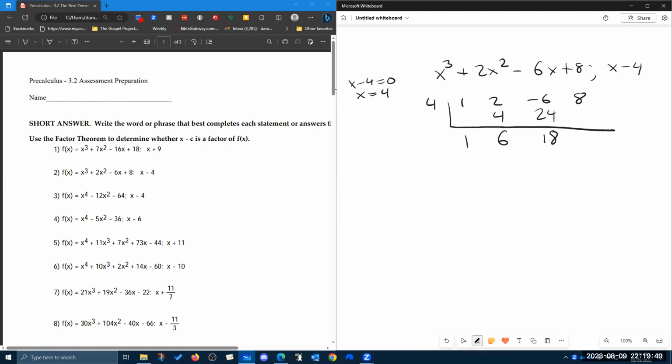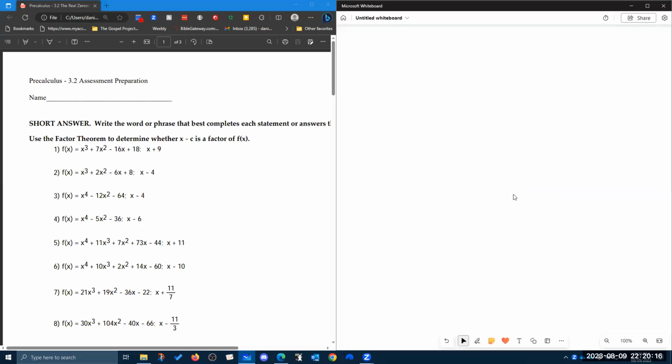You can already see that we're in trouble here, right? This is going to be 32 plus 4 is 3 plus 4 is 7. There we go. This is 80. So no, it's not divisible. These are just yes, no questions. So the first one was yes. Second one is no.